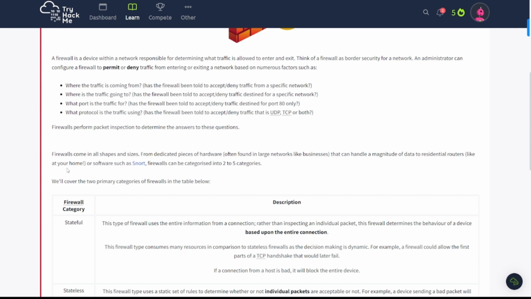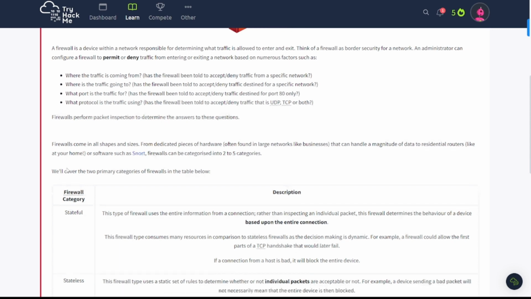Firewalls come in all shapes and sizes, from dedicated pieces of hardware, often found in large networks like businesses, that can handle a magnitude of data, to residential routers like at your home, or software such as Snort. Firewalls can be categorized into 2 to 5 categories. We'll cover the 2 primary categories of firewalls in the table below here.